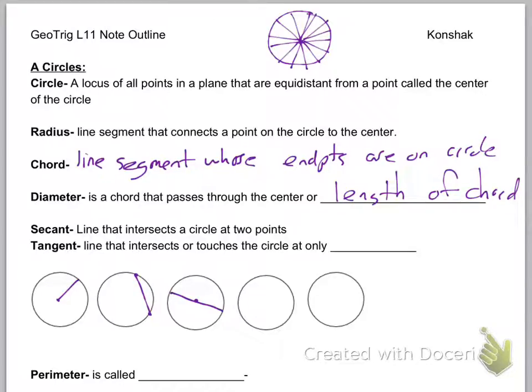Right. Guys, a chord is a line segment. And a line segment starts and stops on the circle, versus a secant's a line. And lines never stop or end. So this is a secant. And then to be tangent, it's a line that intersects or touches the circle at only 1 point.